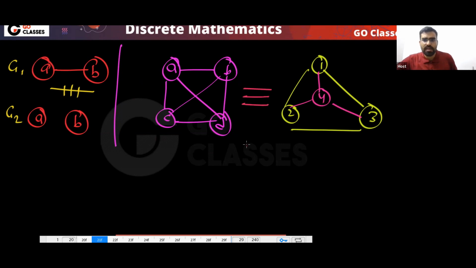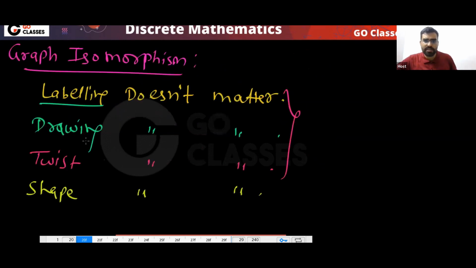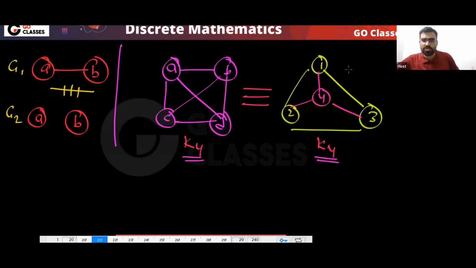Yes, they are isomorphic. Because this is also K4. This is also a complete graph on 4 vertices. In this also, every vertex is adjacent to every other vertex. So both are basically K4. Ultimately, the design does not matter. The drawing does not matter. But ultimately, they are K4. These two are the same. Now let's see one more example.